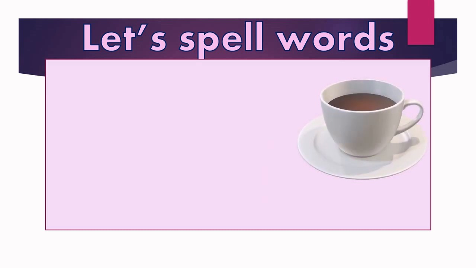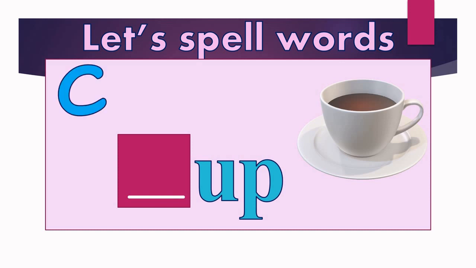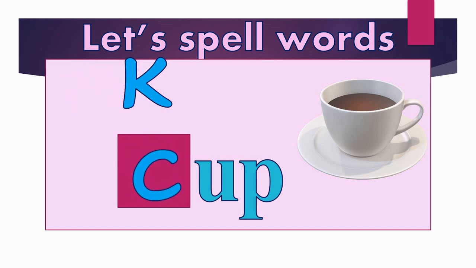Now next is cup. Let's spell the word cup. K-A-P. So now we have to write here the letter that sounds K. So it is either C or K. So let's begin with C. C-U-P. Let's say the sound. Here C is before vowel U. So what is the sound of C before U? C says K. So it is K-U-P.